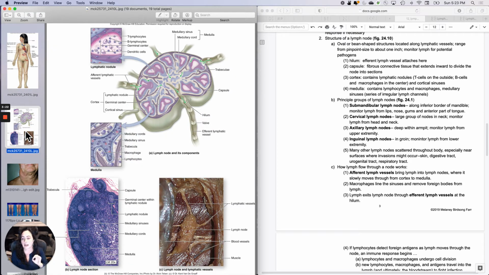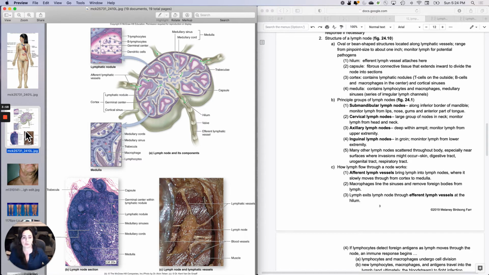And these little guys vary in size quite a bit. They're usually oval or kind of bean-shaped, and they're located along the lymph vessel. So if this were a lymph vessel, I might have a lymph node here, a lymph node here, and a lymph node here. And they range really dramatically in size, and they're not very consistent from person to person, from pinpoint size to up to an inch. And their job, again, is to monitor that lymph, that fluid that I picked up, for potential pathogens.